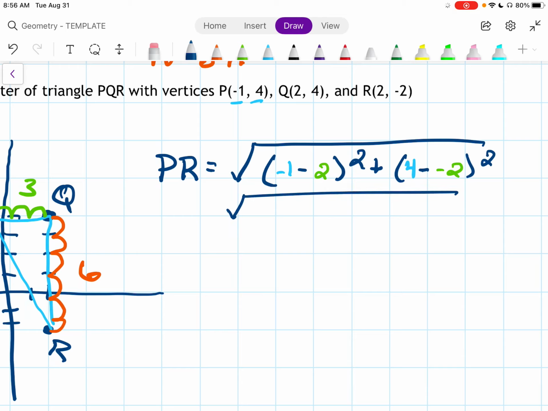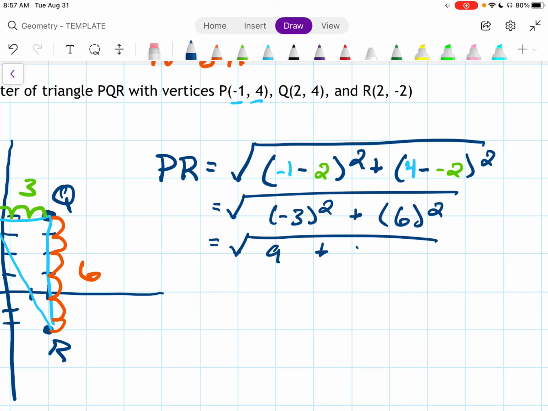So simplifying this, I have -1 minus 2 is going to be -3 squared, plus 4 minus -2 is actually going to be +6 squared. So this is 9 plus 36, so square root of 45.